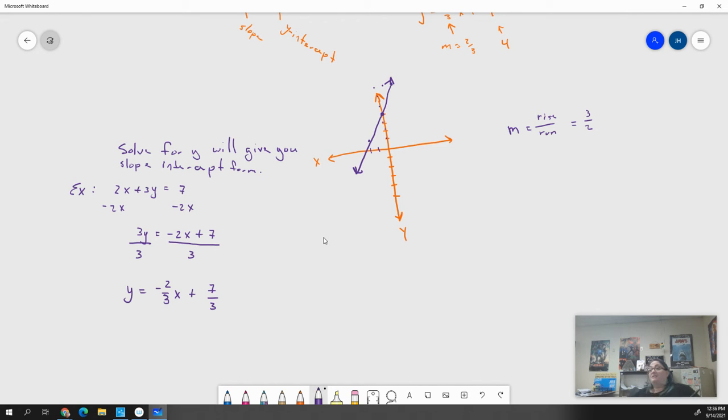This tells me my slope is negative 2/3, right? My y-intercept is 7/3, which is what? 2 1/3. So I have those 2 points. Once I have a point and a slope, I can graph any equation. It is the reason why we do it. So if it's in standard form, I can always find the slope and the intercept by solving for y.